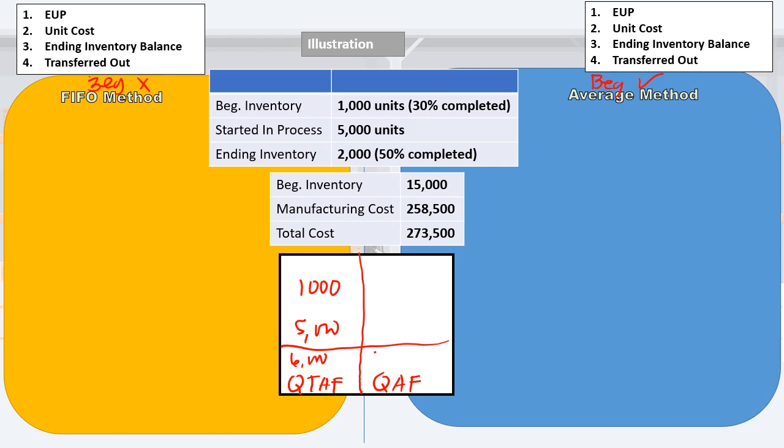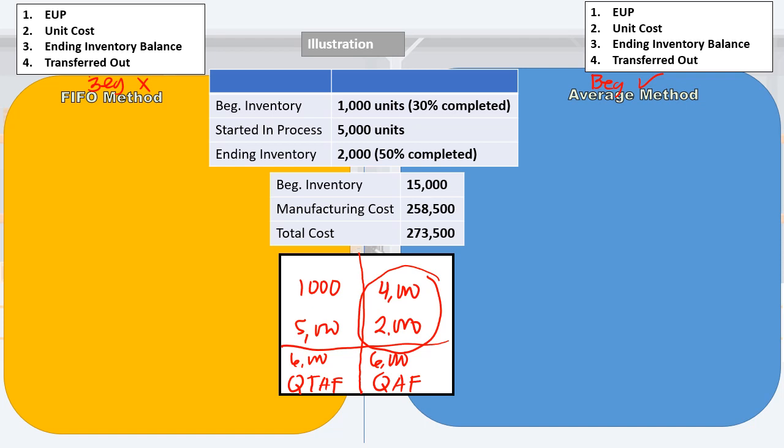On the right side, we will call this the quantity accounted for. Of course, you just forward the 6,000. This quantity accounted for will be the basis of the equivalent unit of production. Based on the information, our ending balance of units is 2,000, so our transferred out is naturally 4,000. This is what we need to account for to get the equivalent unit of production, because what we need to compute is the equivalent unit of production produced during the month. Under FIFO, we disregard the beginning. So we can now start.